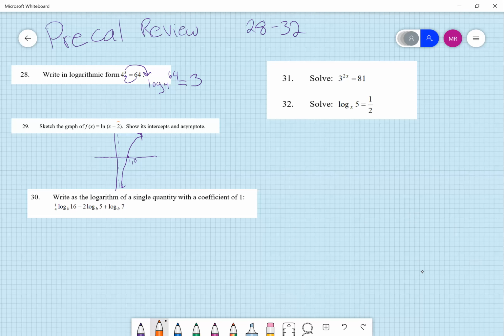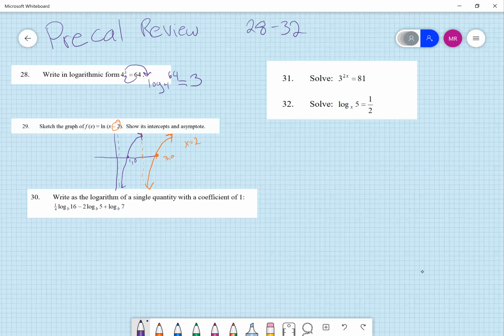Now this ln of x minus 2, because it's inside the parentheses, we're going to move 2 to the right. So it's now going to hit the graph at the point of 3, 0. And that asymptote is still 1 away. So that vertical asymptote is x equals 2. And it's the same graph like that. And this is just a basic transformation.